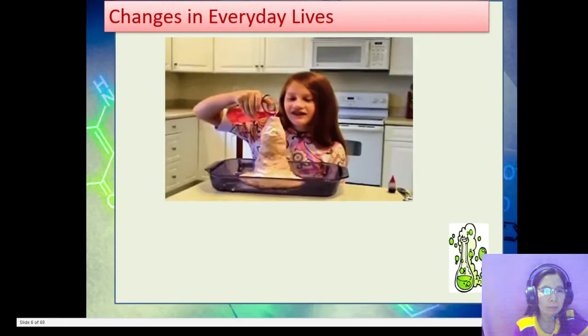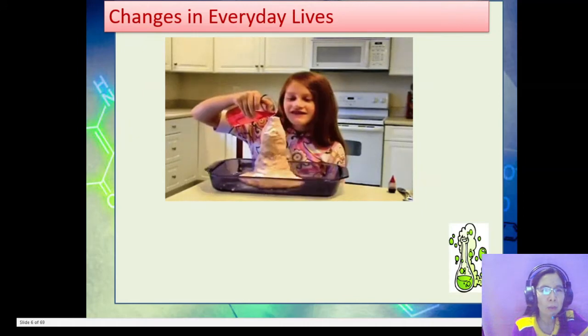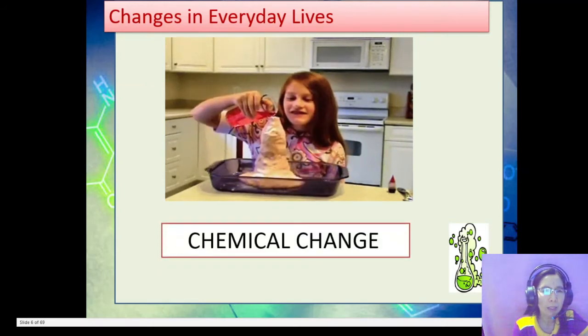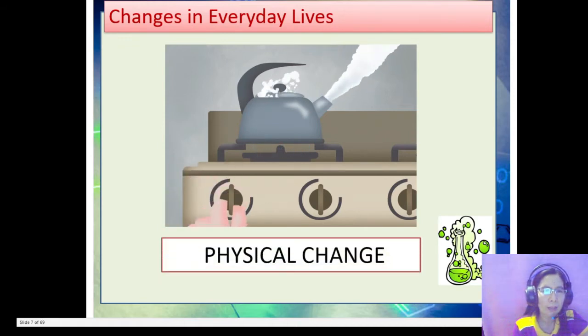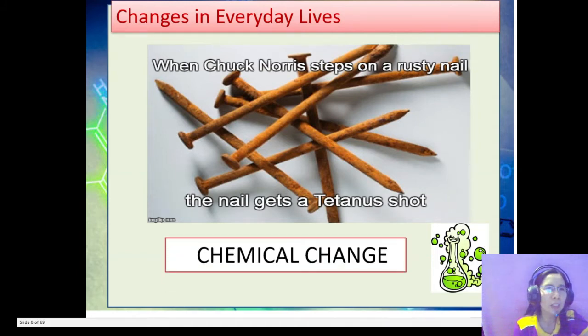Another one. We have there a girl adding vinegar to a baking soda. Physical or chemical change? You're right. It's a chemical change. Another one is a boiling of water. Physical or chemical change? Correct. It's a physical change. Another one. It's all about rusting of iron nails. How are you going to classify this one? Is it a physical or a chemical change? Correct. It's a chemical change.